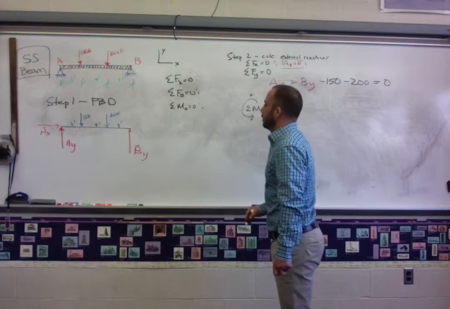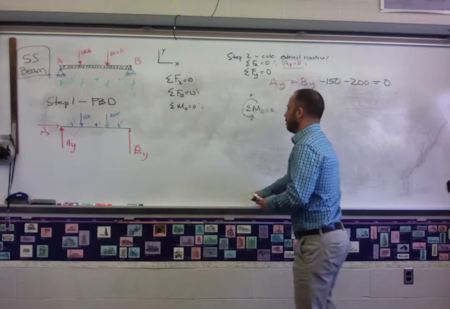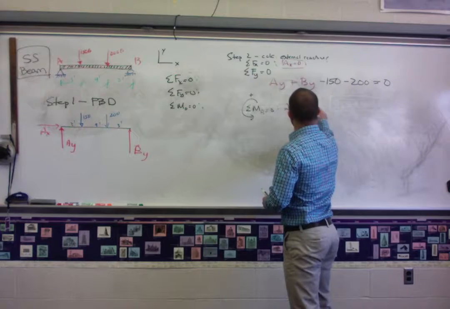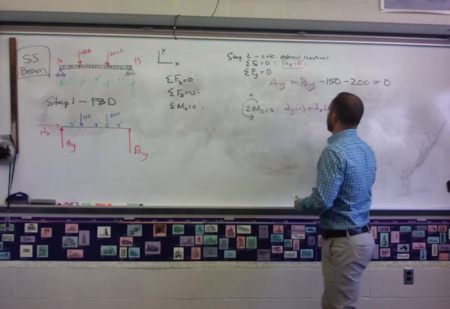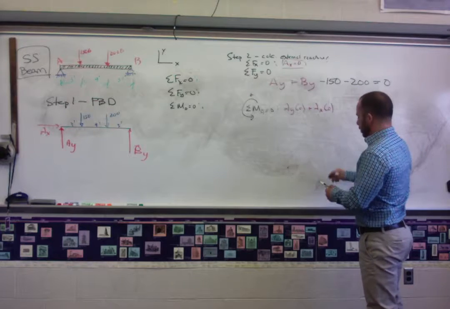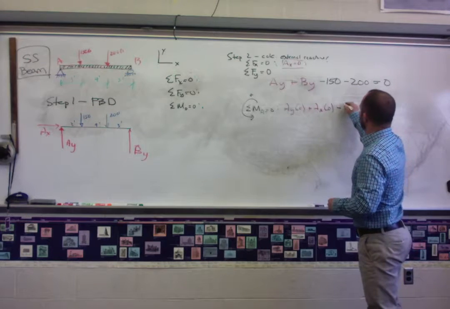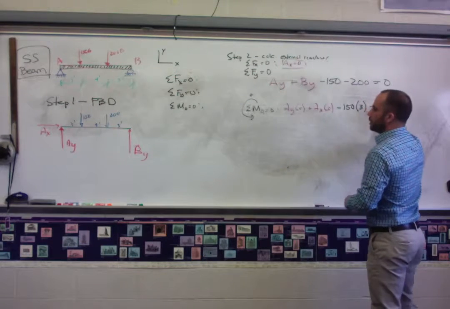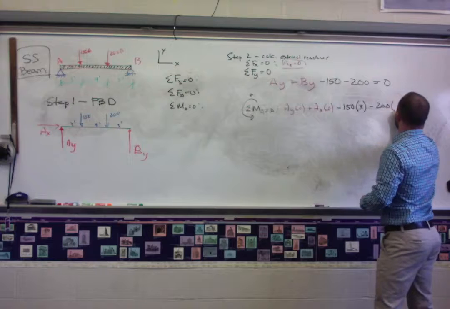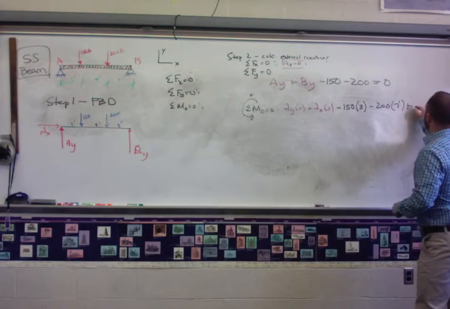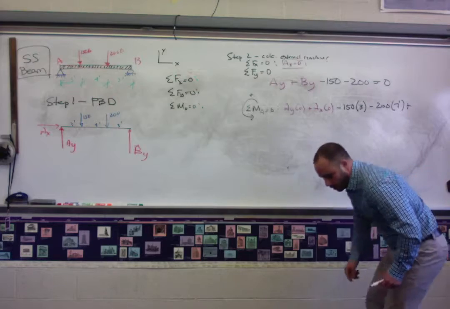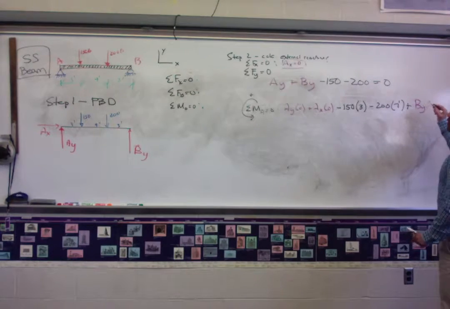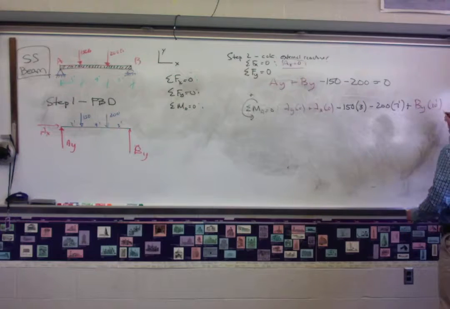Counterclockwise is positive? Yeah. Alright, so we have AY times 0 plus AX times 0. There's no distance. Now I have 150 minus 150 times 3 feet minus 200 times 7 feet plus BY, and all our variables are colored this time. BY times the total distance, 10 feet, equal to 0.